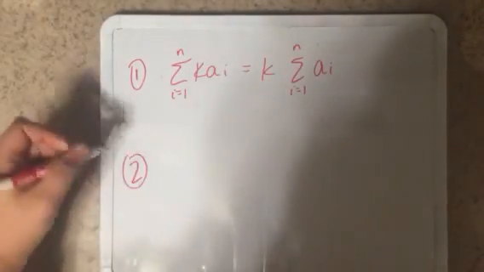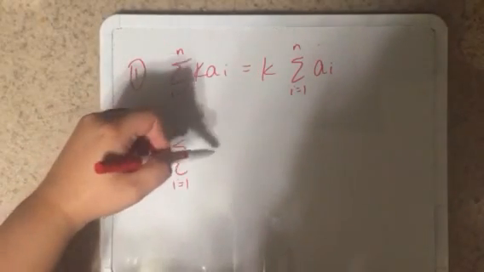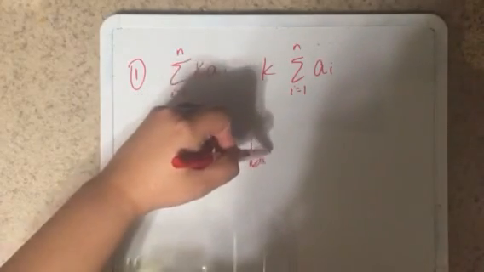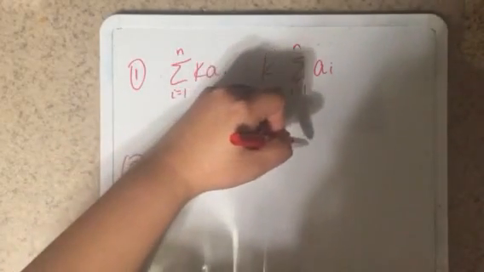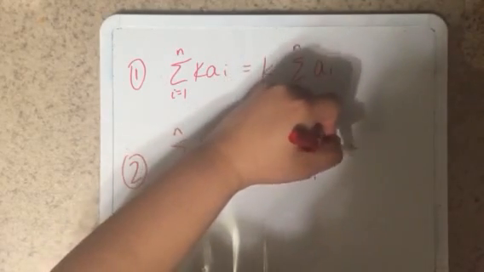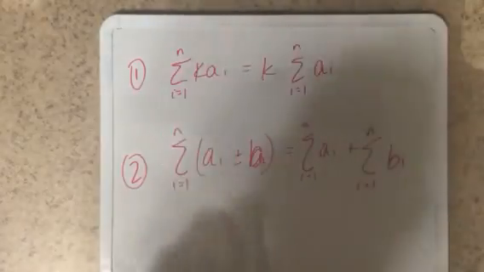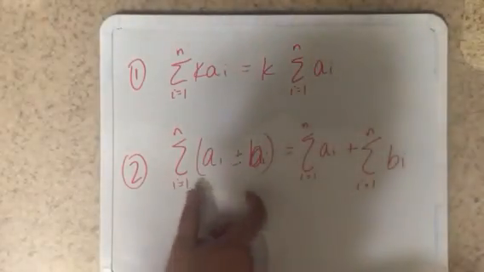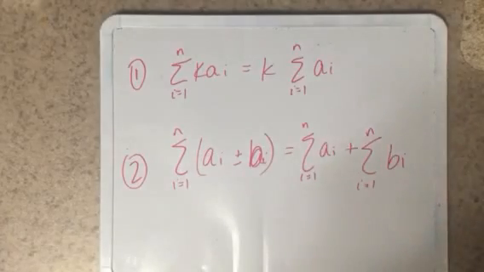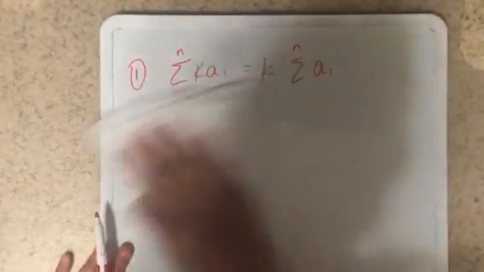And then the second property is when a_i plus or minus b_i, the sum from i equals 1 to n, equals the sum of a_i plus the sum of b_i. This is basically saying that you can separate a_i and b_i into two separate summation formulas. Those are the two properties, and then there's important summation formulas we must know.